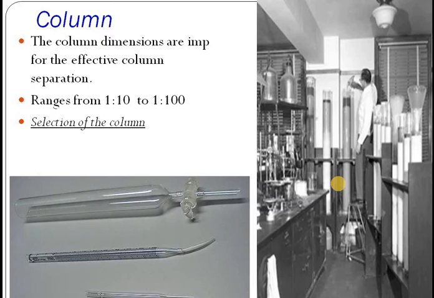Column. What is the column? In this technique, the column is a very important part of column chromatography. The column dimensions are important for effective separation, with ratios ranging from 1:10 to 1:100. This shows various types of columns. This is also a column.